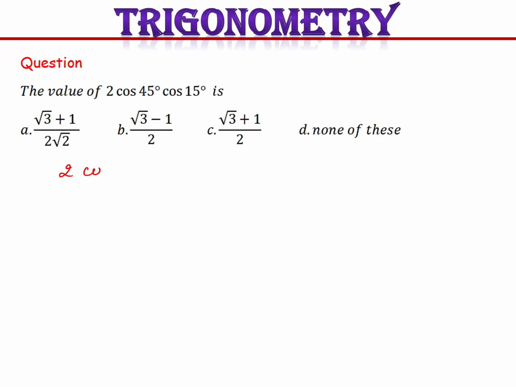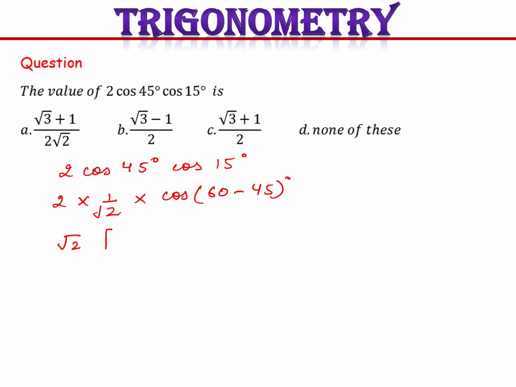need to find the value of 2 cos 45 degree. I know the value, we all know the value of cos 45 degree. If anybody can remember the value of cos 15 degree, that's okay. So this is 1 by 2 root 2. And here I can find this value by applying cos (60 minus 45) degree. You can apply the formula of cos (A minus B), which is cos A cos B plus sin A sin B. So cos 60 degree cos 45 degree plus sin 60 degree sin 45 degree.